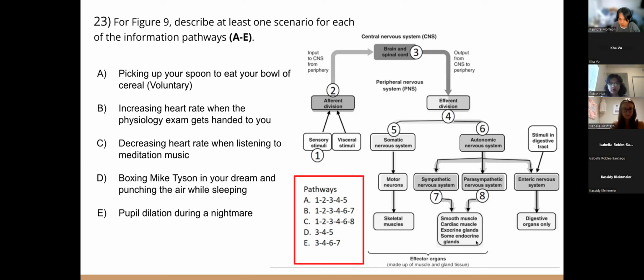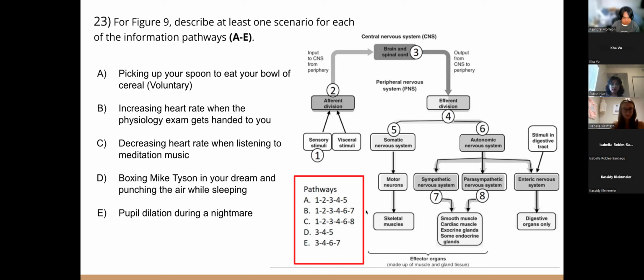One last thing I'd like to mention is that the autonomic nervous system is going to regulate these effector organs, right? It's going to regulate the smooth muscle located in your gut or your digestive system, your cardiac muscle to control your heart rate, exocrine glands, which can relate to sweat or saliva secretion, and endocrine glands, so like the secretion of hormones.